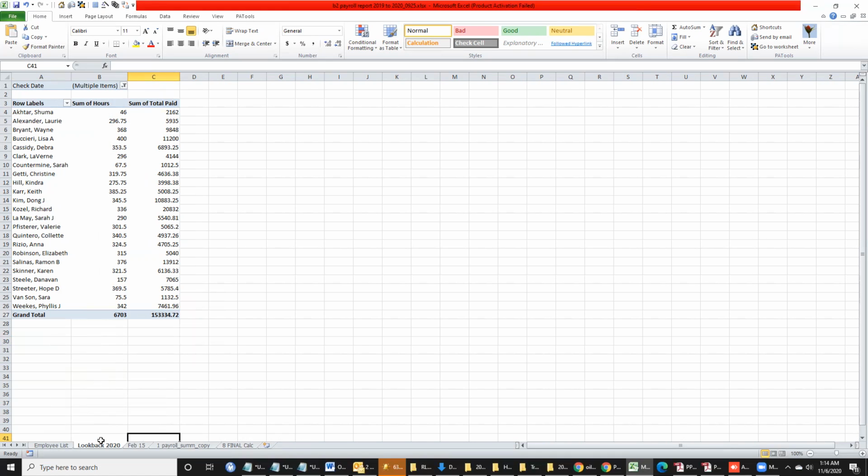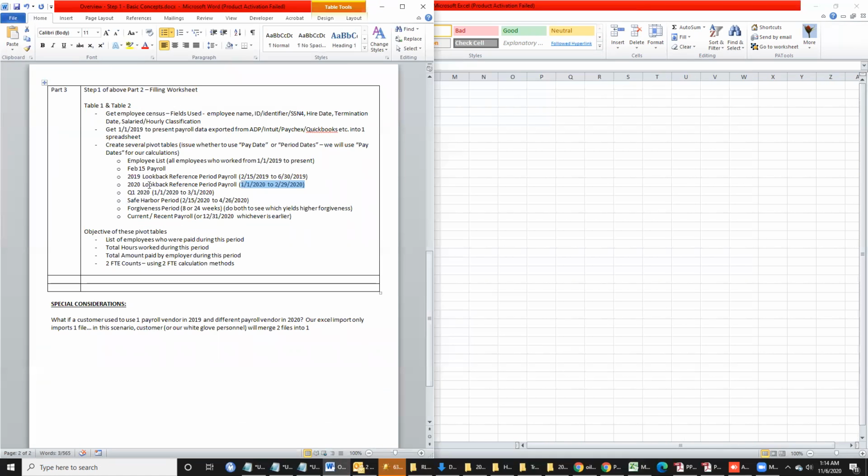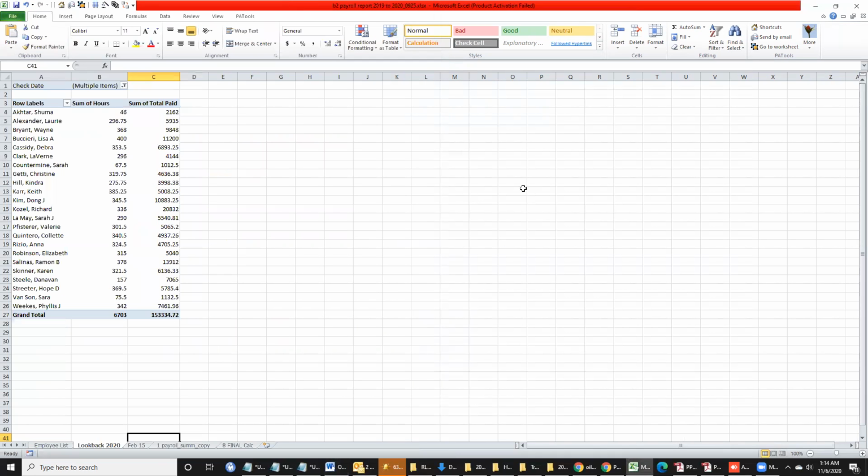Same way, I will keep going and I will create many different ones. I will create a look back for 2019, this date range. I will create one for Q1, which is this date range, safe harbor, this date range, and the forgiveness period, whether it's 8 or 24 weeks. How do we know the forgiveness period? Basically, we know the loan date. So if the loan date is X, and the person is using 8 weeks, you do the date. I'm going to use an example.